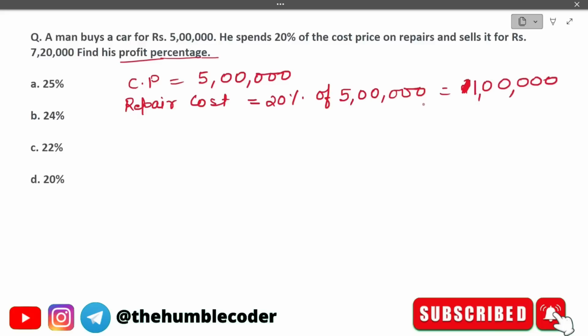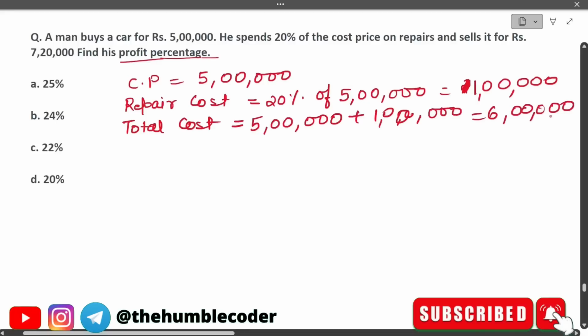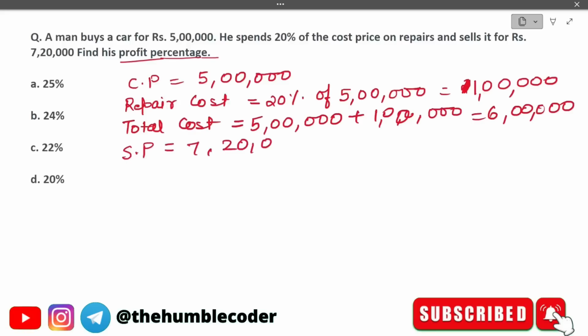Now the total cost we need to find. Okay, total cost is equal to how much? Initially he bought it at 5 lakh. Okay, and then he spent how much? 1 lakh in repair. So the total cost in his case will be what? 6 lakhs, right? So the total cost that we have is 6 lakhs. Okay, now what we know is the selling price. Okay, so selling price is given to us in the question only, which was 7 lakh 20,000. Okay, so based on that we can calculate profit.